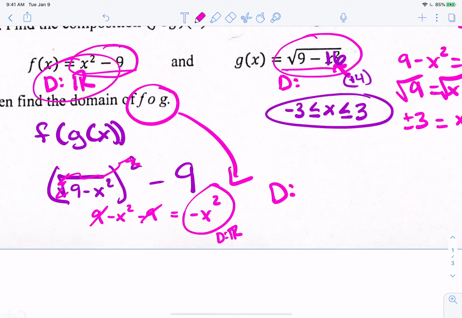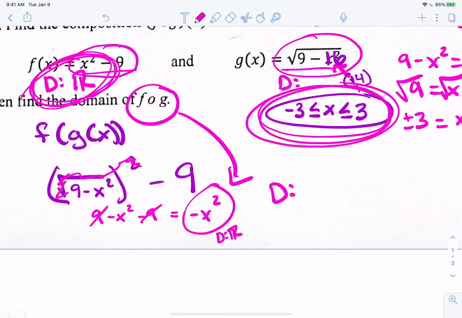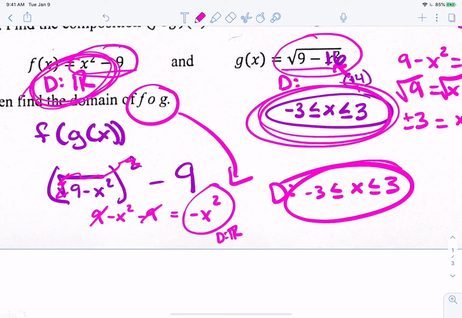So I was allowed to plug anything I wanted to in for this, but I can only plug in numbers there. So you have to take that into consideration as well. I am only allowed to plug in numbers between negative 3 and 3. Even though for my final answer I can plug in anything I want to, I look at the two pieces, and the second piece told me, nope, you can't plug in any number, you can only plug in negative 3 to 3. So that is my overall domain.